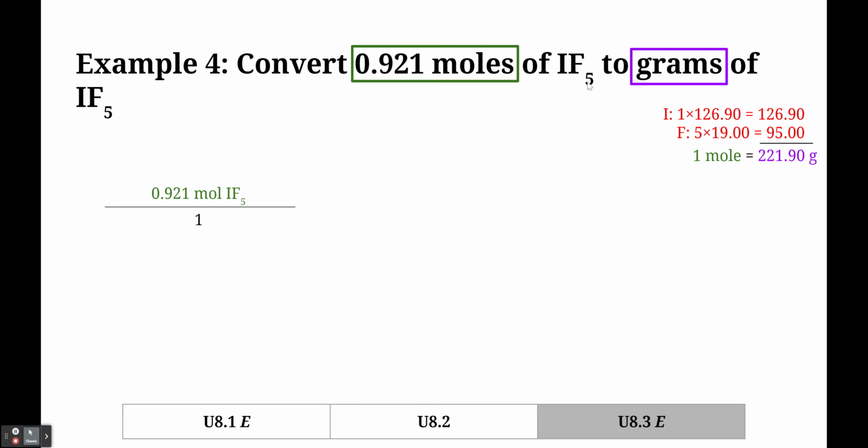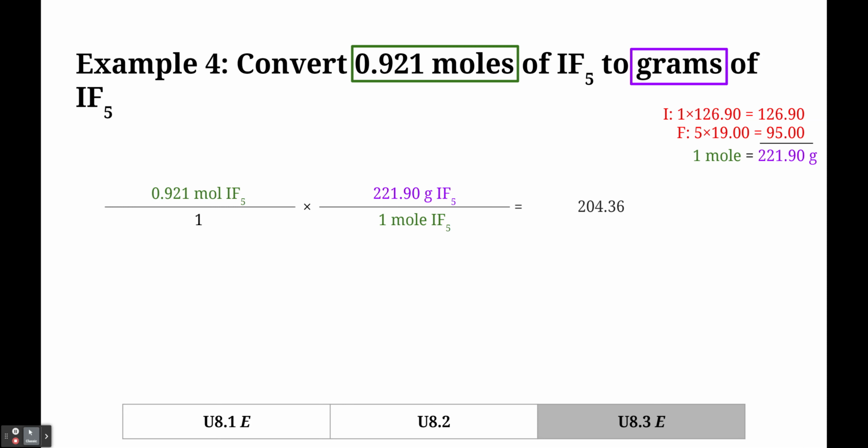So IF5 has 1 iodine and 5 fluorines. So we would get a total mass of 221.90, and that's 1 mole. So this is our conversion factor. And then from here, we'll put moles on the bottom and grams on top.